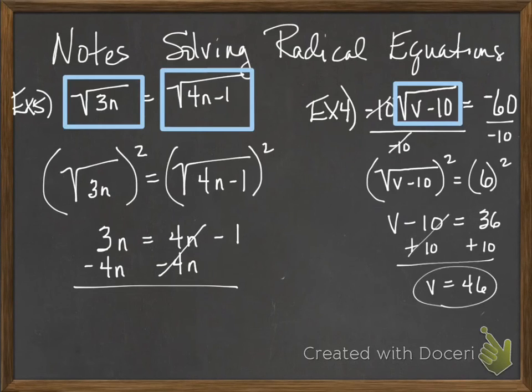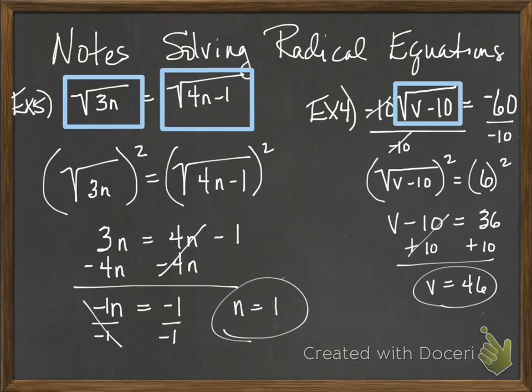So let's move everything over. Let's subtract 4n. 3n minus 4n is what? Negative n, and that's going to be equal to negative 1. Have I solved for n yet? No, I haven't. I need to divide both sides by that understood negative 1. Final answer will be n equals positive 1.